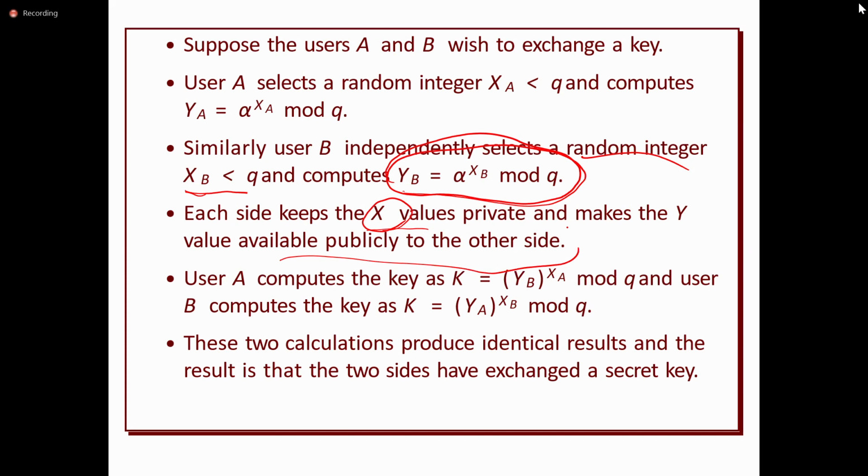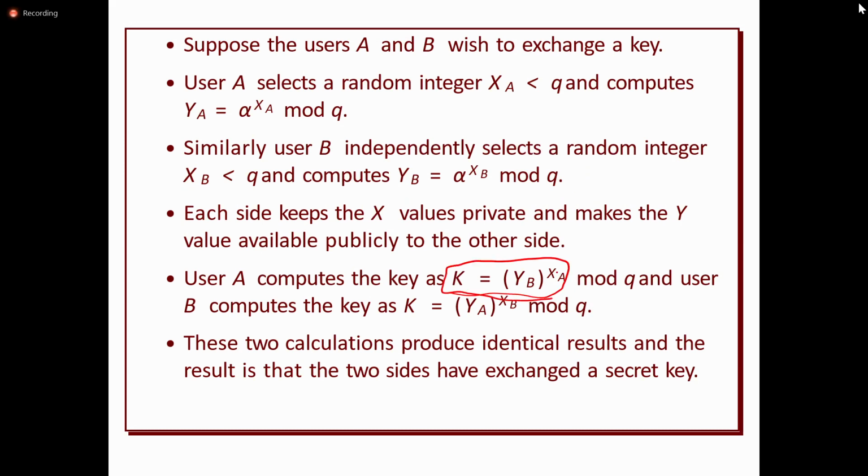So Y is a public key. The Y value will be shared or transmitted, or they can store the public key in a repository which everyone has access to. Both sender and receiver have to compute the key value, because the same key will be used for encryption as well as decryption. If the sender wants to encrypt the message, the sender should first know the key. The key is computed simply by using the sender's private key and the receiver's public key.